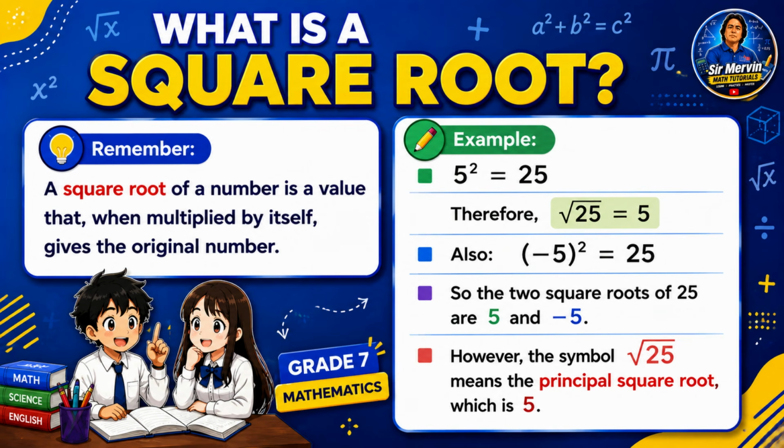A square root asks us, what number multiplied by itself gives this number? Since 5 times 5 is 25, the principal square root of 25 is 5. Remember that the radical symbol represents the positive or principal square root.